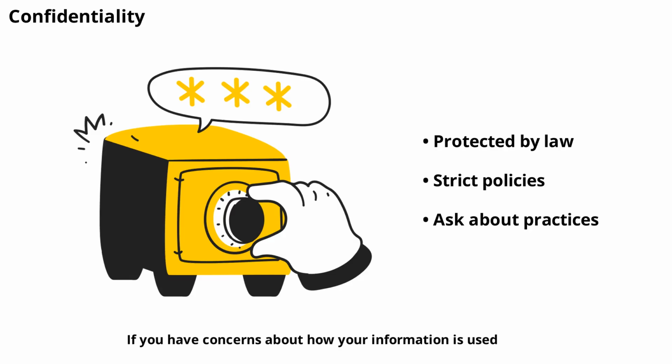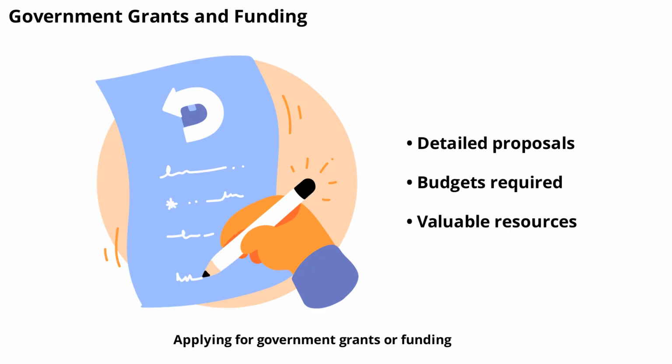If you have concerns about how your information is used, you can ask the agency for details about their confidentiality practices. Applying for government grants or funding is another common use of government applications. These applications are often more complex and require detailed proposals, budgets, and supporting documents. The competition for grants can be intense, so it's important to follow all instructions carefully and provide thorough information. Successful applications can provide valuable resources for individuals, businesses, and organizations.